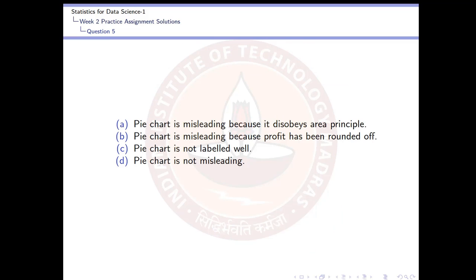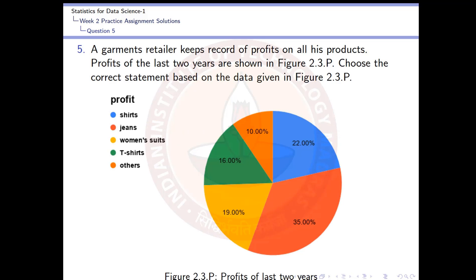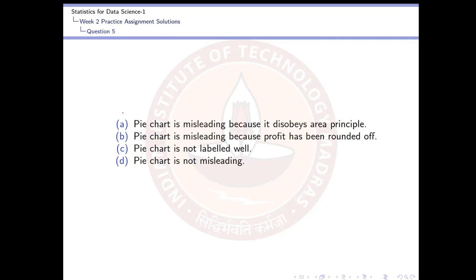Pie chart is misleading because it disobeys the area principle. So let's check it. We don't have the data, so we cannot conclude that the data is not obeying the area principle, because the area principle says that the area of the slices should be proportional to the frequency, but here the frequency data is not given, so we cannot conclude whether it obeys the area principle or not. So this option is wrong.